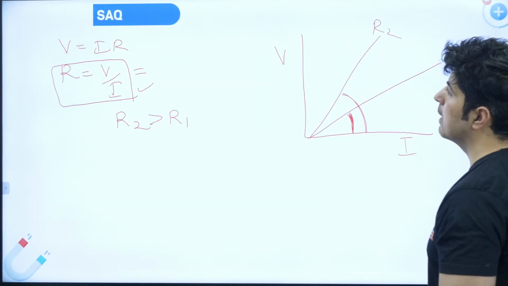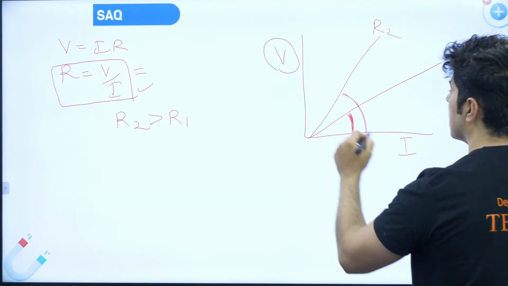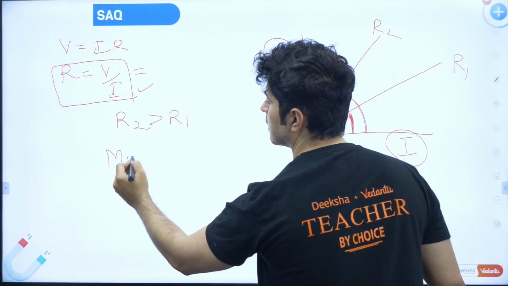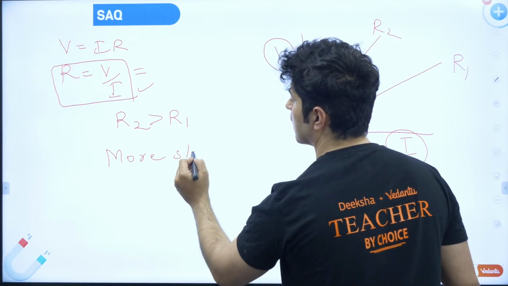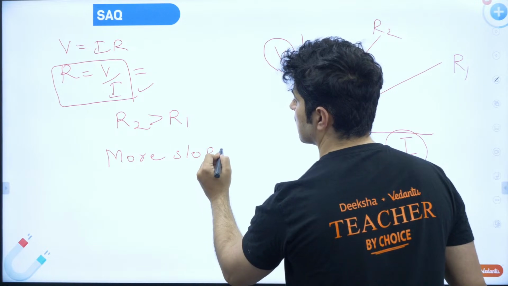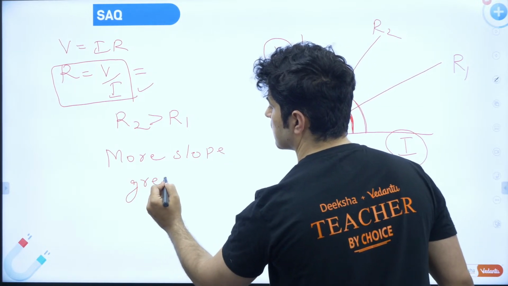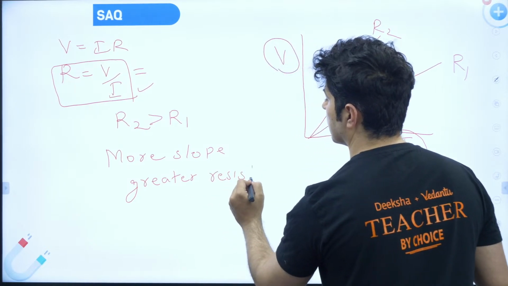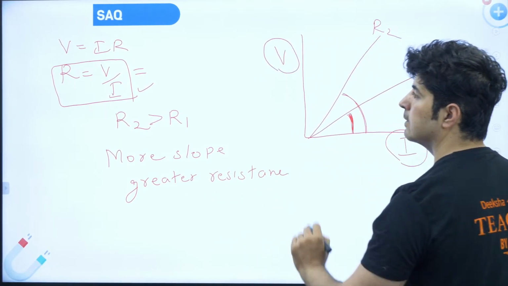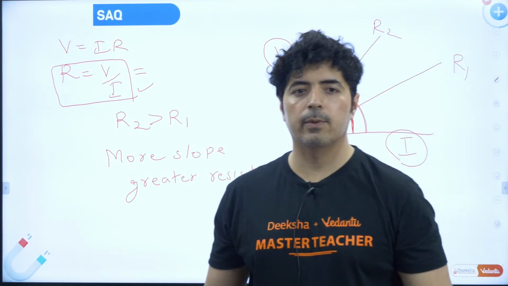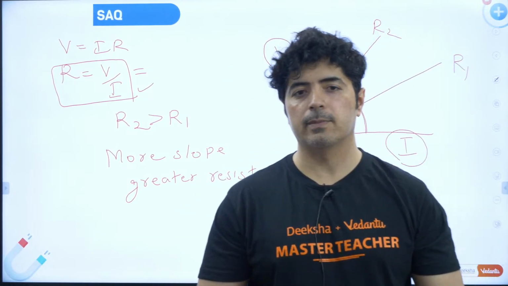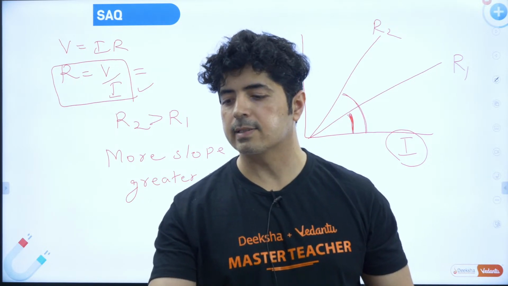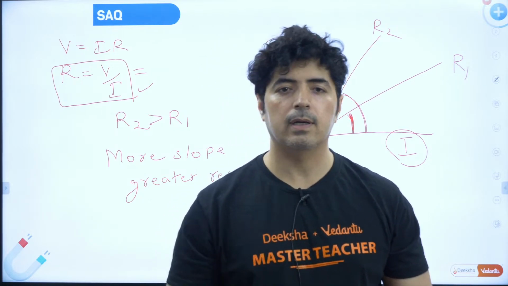In the previous example that I showed you, V was here, I was here. In that case, whichever has more slope has greater resistance. Okay, I think it's absolutely clear to everybody. This is how you will do the graphical problem. This graphical problem is very, very important, guys.